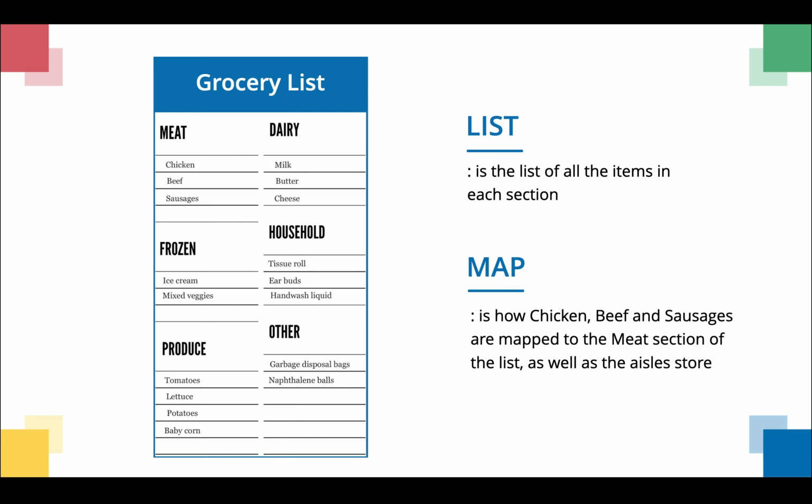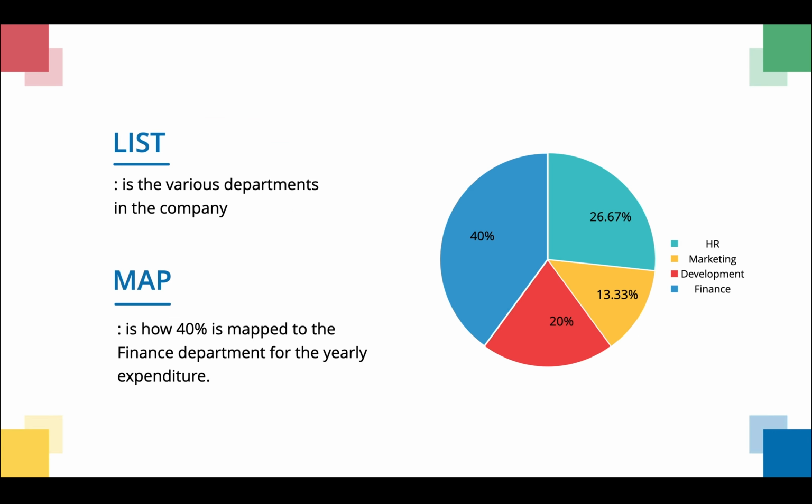Okay. Another example. In this, the list of all the departments in your company would be the list, as opposed to the finances that are allotted to each department, which is the map. Like, for example, how 40% is mapped to the finance department for the yearly expenditure.